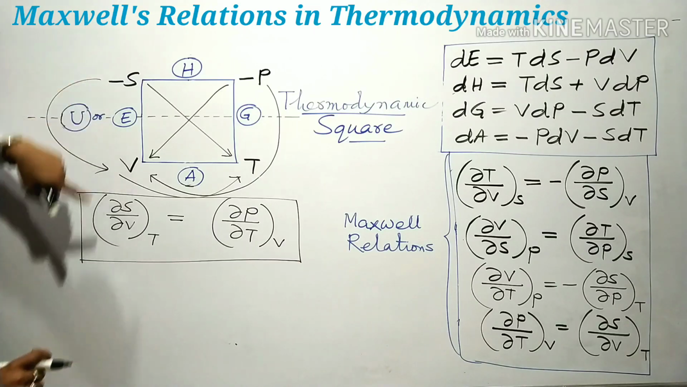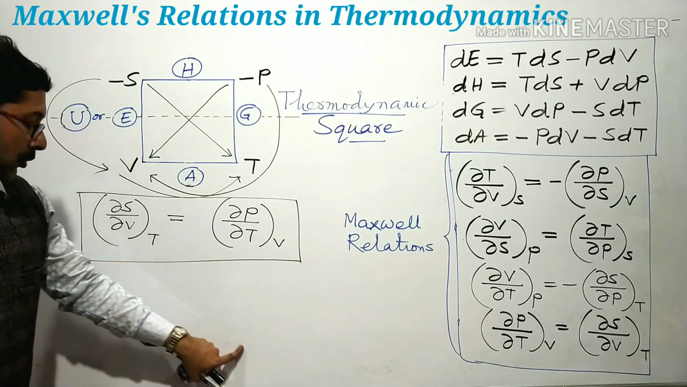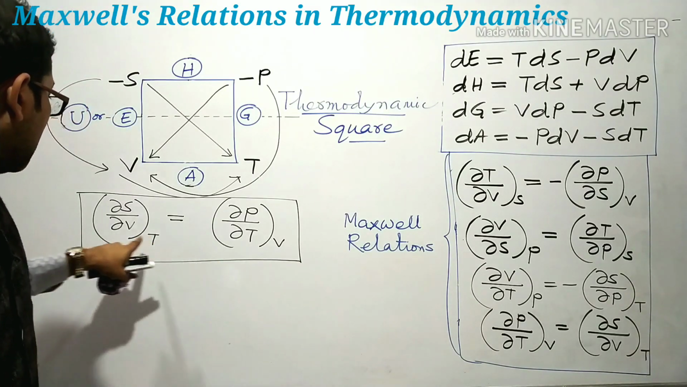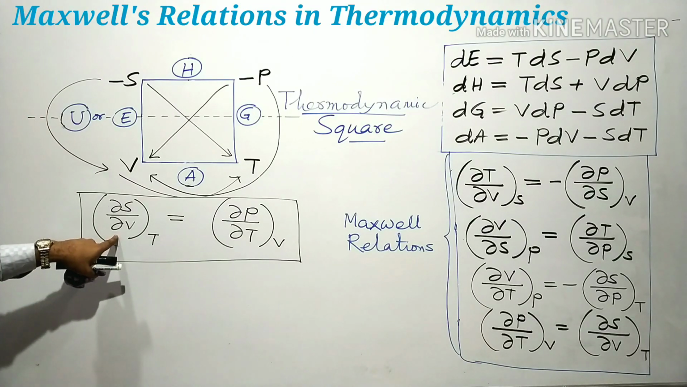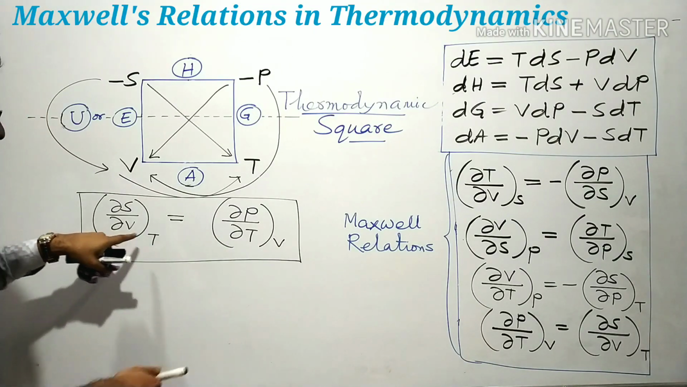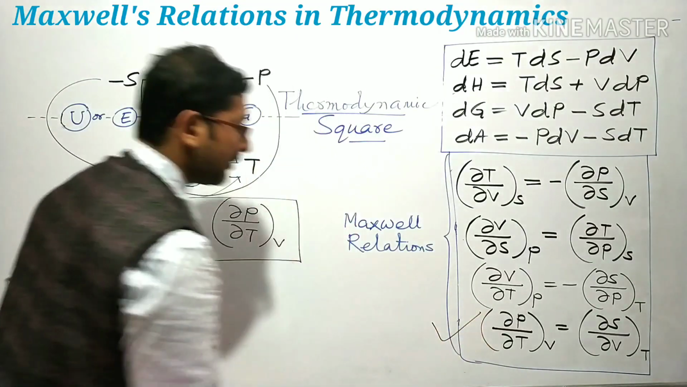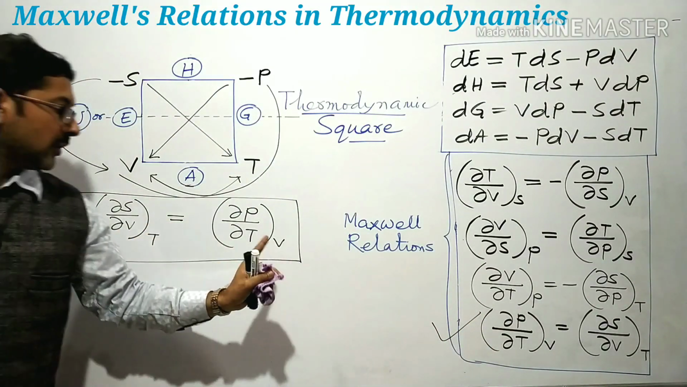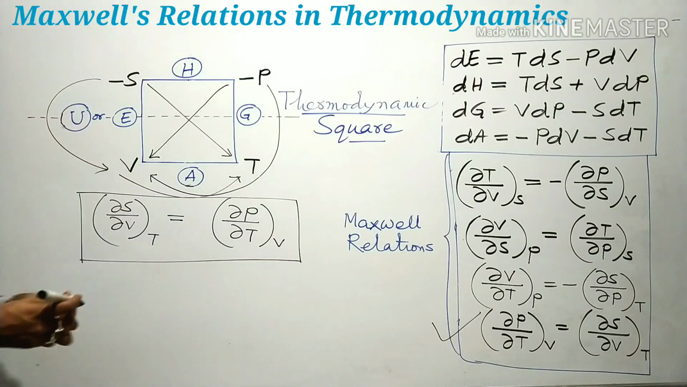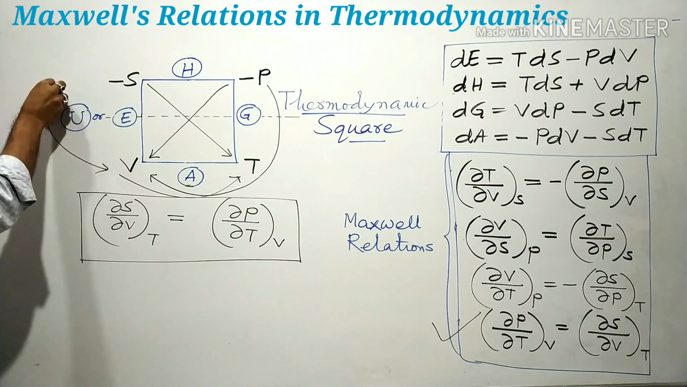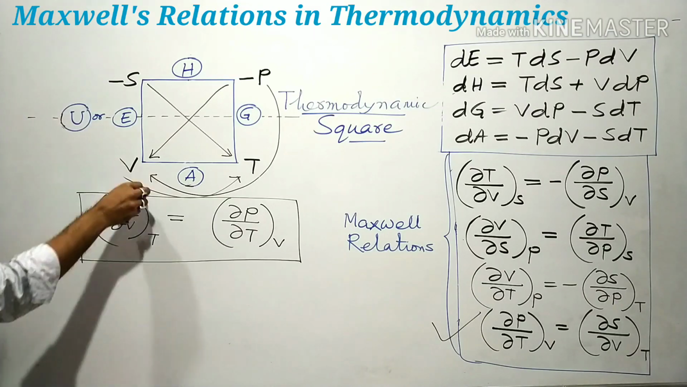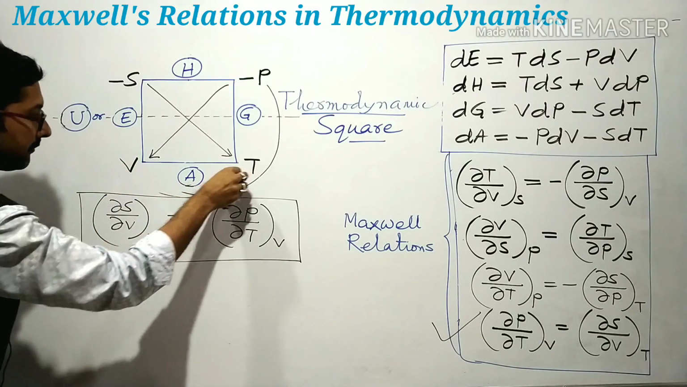So we can verify it from here. Del S del V at constant T equals del P del T at constant V. So this is our relation. The fourth one is the first one here. So next we come to the next relation.